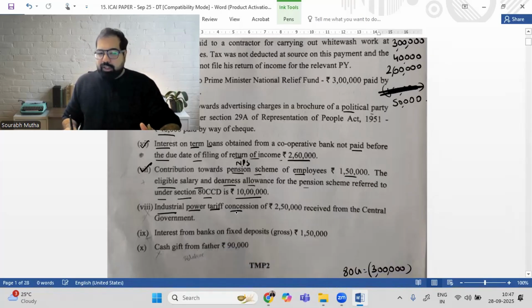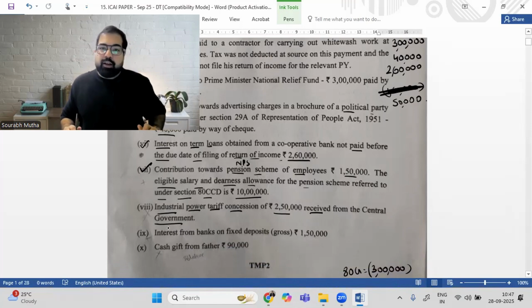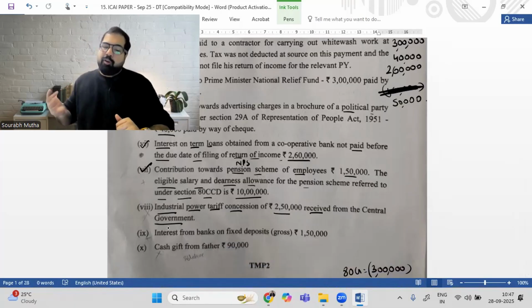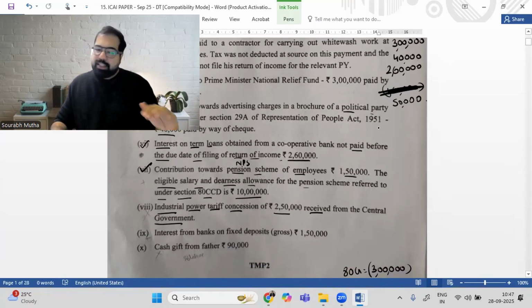Industrial power tariff concession of 2 lakh 50 received from the central government. Guys, you have to pay some extra amount of power bill, but they reduced. For example, if your house bill is 10,000, the government reduces it to 8,000. Is that a benefit? Yes. Should it be added? Yes. Has it already been added? Yes. So no adjustment here.